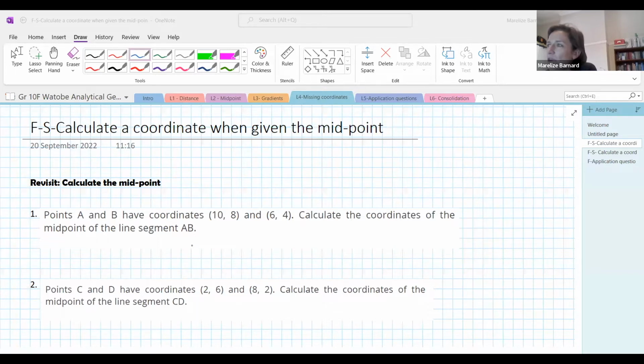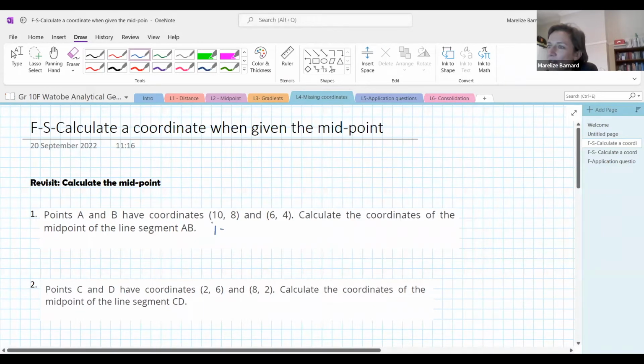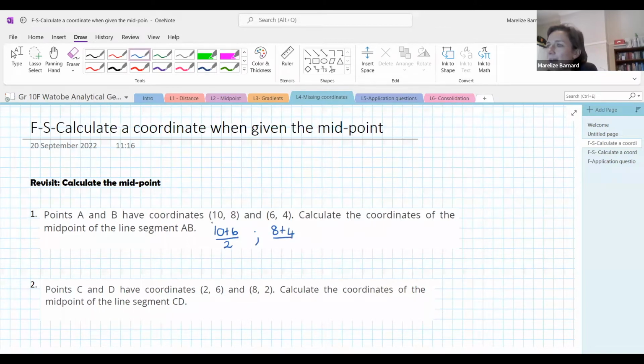If you remember from, you're saying I made a mistake? Oh, Lanello, no problem. Okay, so what we're going to do is we're going to take the x coordinates and average them out, right? So we're going to add them together and divide them by 2. And we're going to do the same with the y coordinates to get the midpoint. So we add them together and divide by 2.